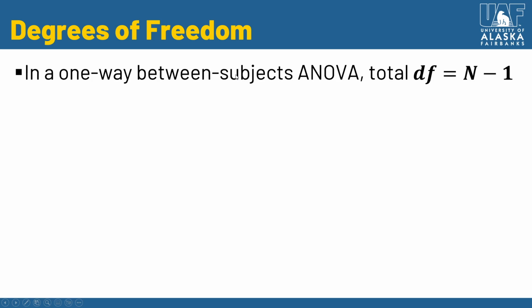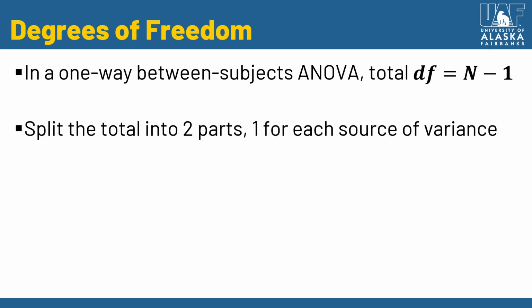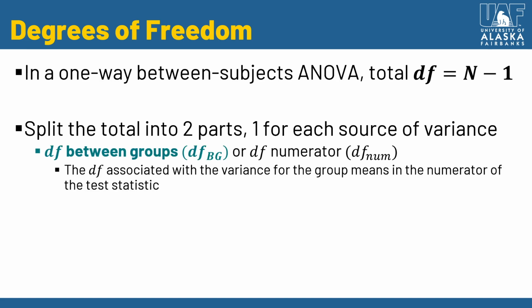But okay, so degrees of freedom, some more foundations before we go into our example. In this test, total degrees of freedom is the same as it has been, N minus 1, in this context big N, because that's for the overall test, the total sample. But we will split this into two parts, one measure of degrees of freedom for each source of variance. So we'll have a degrees of freedom between groups and a degrees of freedom within groups. Different terms you could use for this are df_bg, or df_num for numerator, because ultimately we're talking about degrees of freedom for the numerator in our calculation of the F statistic.